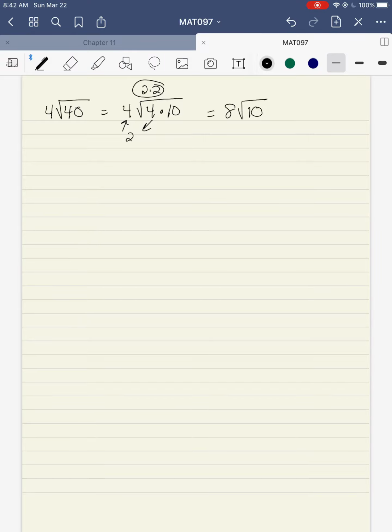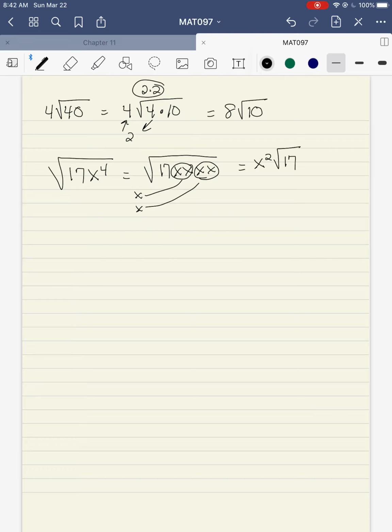Let's look at something where maybe a number doesn't come out. Let's say I have the square root of 17 x to the 4th. Well, 17 is just a 17. I can't really do much with that. My x to the 4th, however, are 4 x's. I group my x's. One comes out of here. One comes out of here. So in this case, x squared came out, but the square root of 17 is still in there.